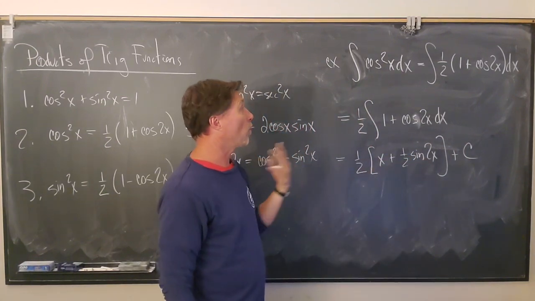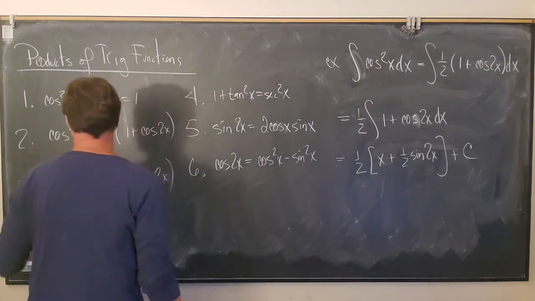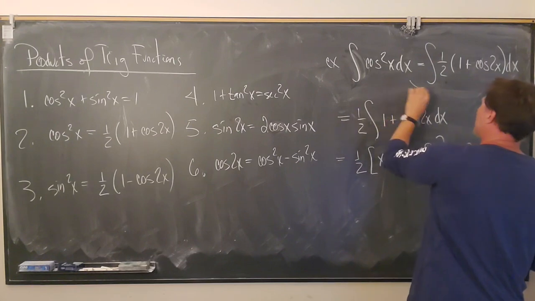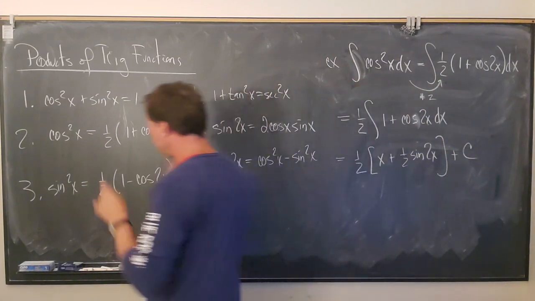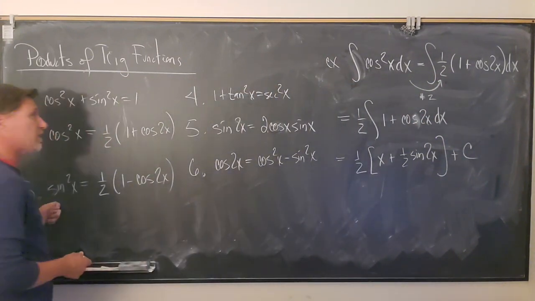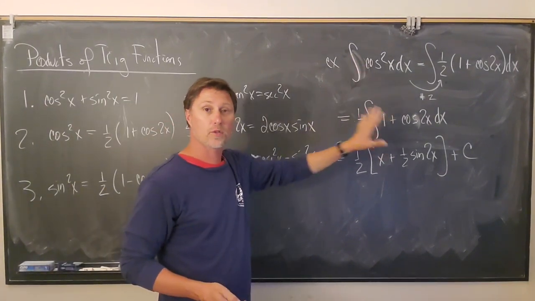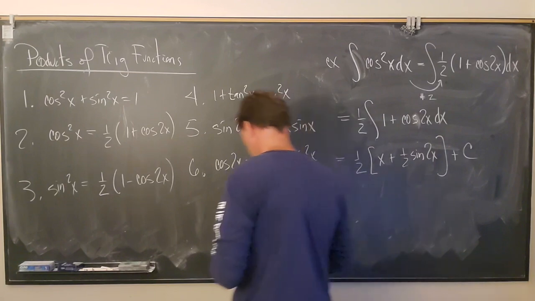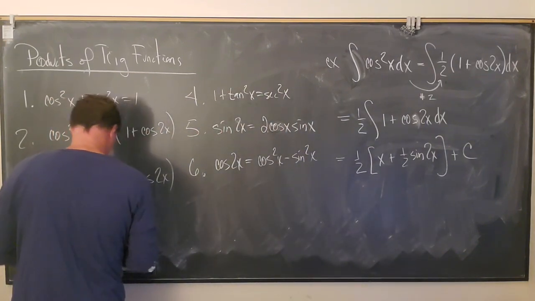Right? So the point is, if you see a cosine squared, apply identity number 2. And I want to sort of annotate this step right here. I applied identity number 2. If you see an integral involving sine squared, apply identity number 3 and then use this same process right here. Once you've applied that identity, it gives you a relatively easy integral to compute. So there's our first example.